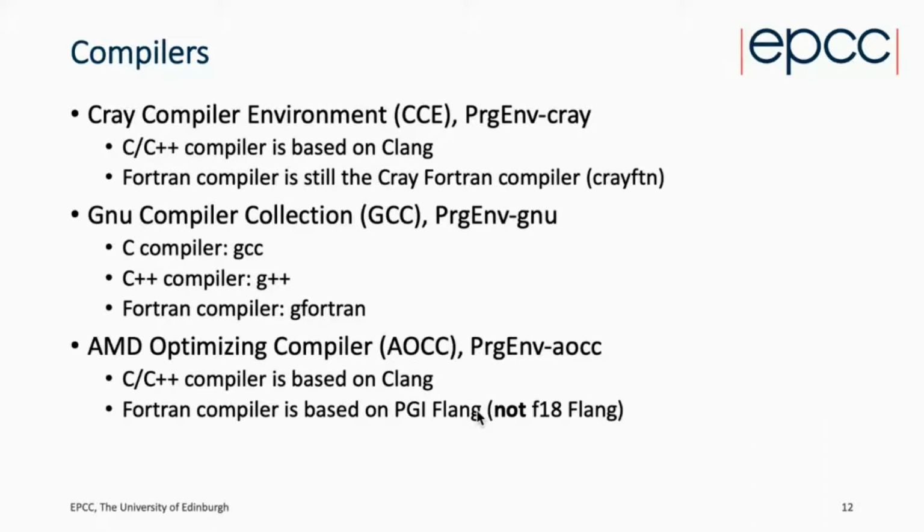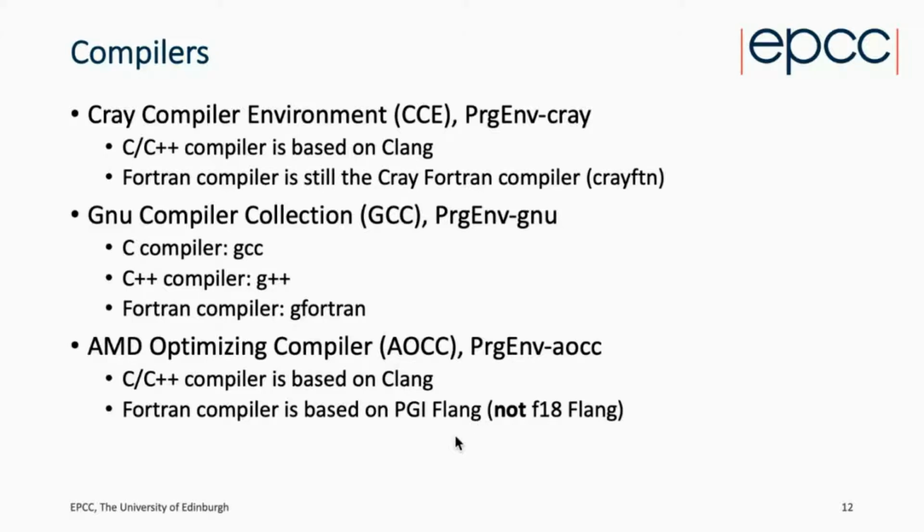At the moment, there's no real equivalent in LLVM for Fortran. And Cray still think they have things to offer the Fortran compiler, so they're keeping that available. GNU hasn't changed at all, still GCC, G++, G-Fortran. The AMD environment has a C++ compiler, Clang, again, and the Fortran compiler is based on this PGI version of Flang.